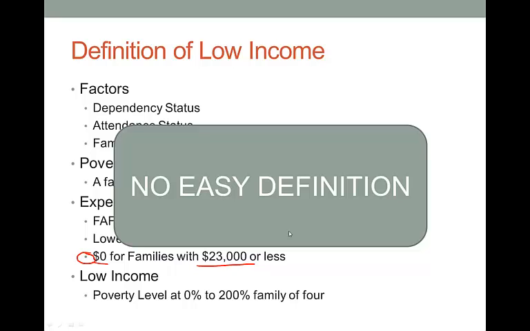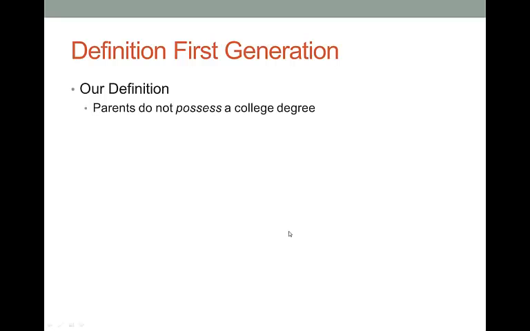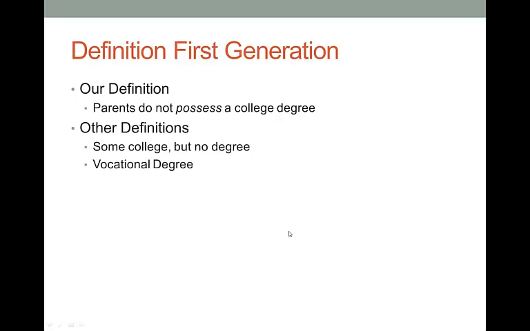So what does that mean for first-generation students? Well, this is a little bit easier to define, but yet there's still no real agreement on it. Our definition is essentially going to be parents that do not possess a college degree. It's simple, it's clean, it's to the point. But other definitions may exclude parents who have some college but no degree. Because the thought is that a first-generation student's not really first generation if their parents have some college experience, because then they have some information to contribute to their student.